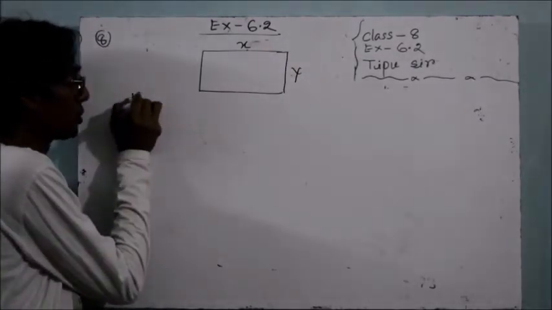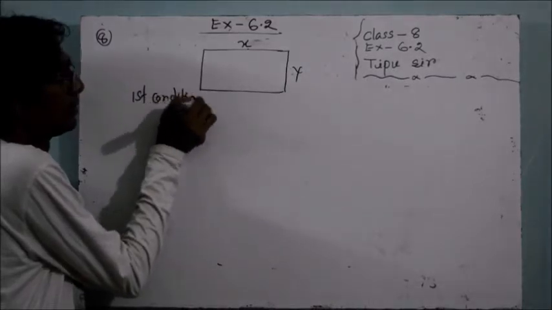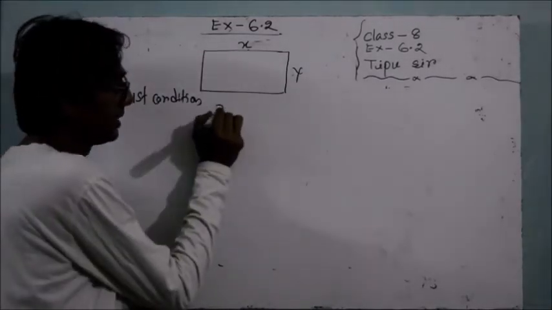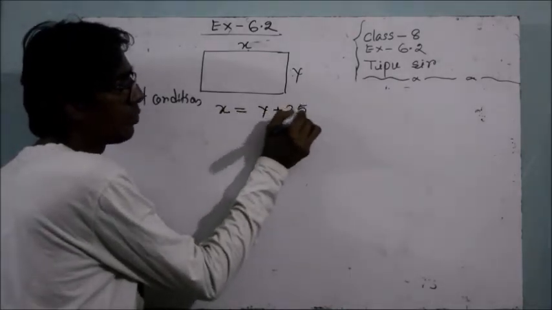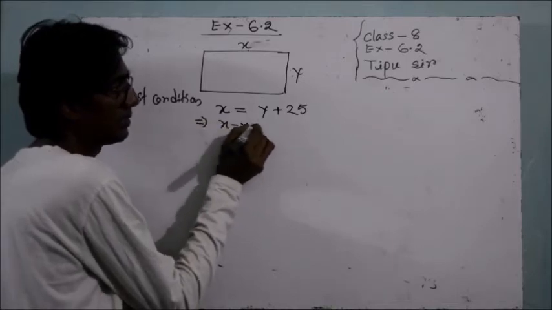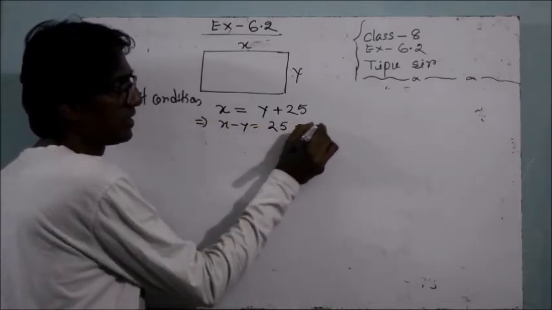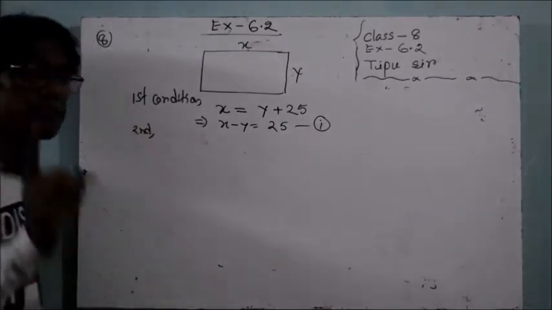So first condition: length, that means x, is 25 meters more than the breadth, or x minus y is equal to 25. This is equation 1. And second condition, its perimeter.